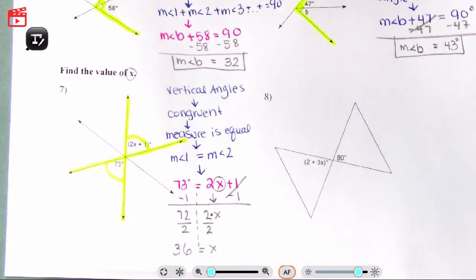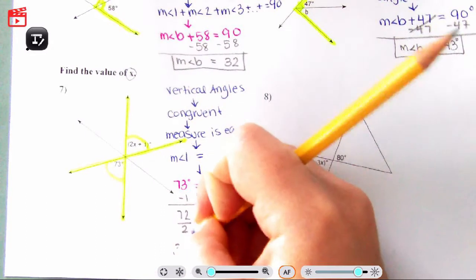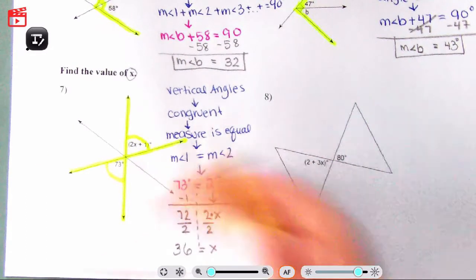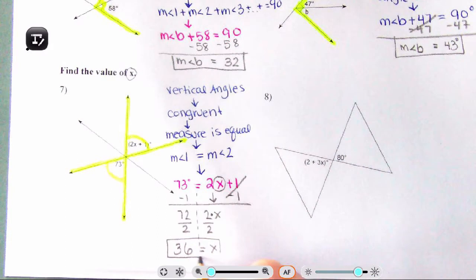And again, double check your answer if you're not sure. 36 times 2 should be, in fact, 72. So x is 36. Now, I'm not going to write degrees here because we are just solving for an unknown. We're not solving for the actual angle measure.